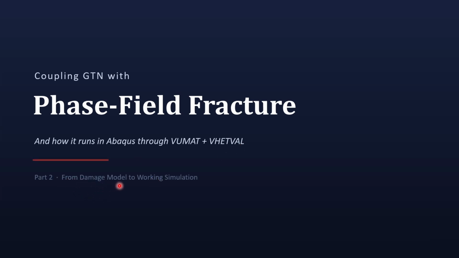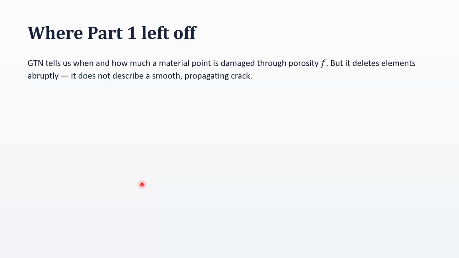So from damage model to a working simulation. To recap, GTN tells us when and how much a material point is damaged through porosity f. So f was the void volume fraction, or the porosity, that we used to denote. But it deletes elements abruptly. It does not describe a smooth propagating crack.